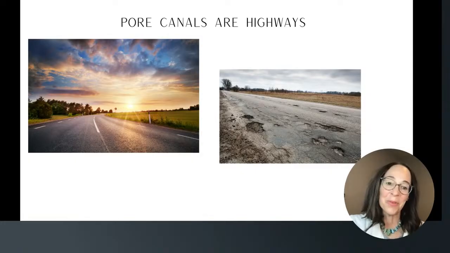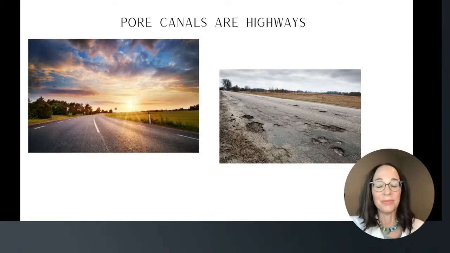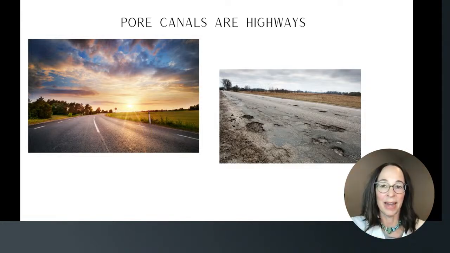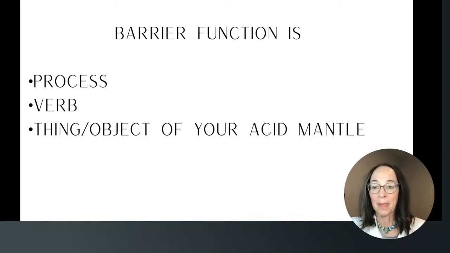And as I mentioned before, think of our pore canal as a highway. And we want the highways open and functional, able to send this traffic of our own oil through it. Over here on the right, in this other image, it's just not going to be an efficient highway, which is what our pore canals are if they're not taken care of. And the way that we take care of them is by hydrating them.